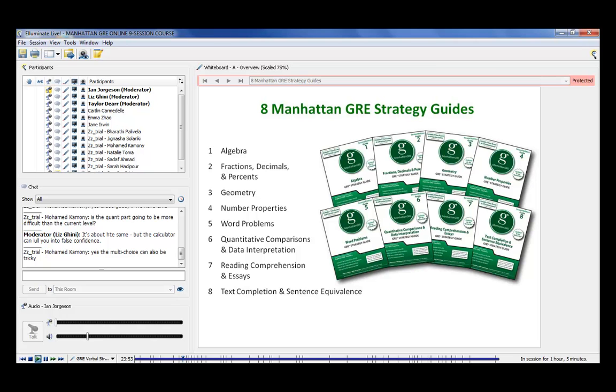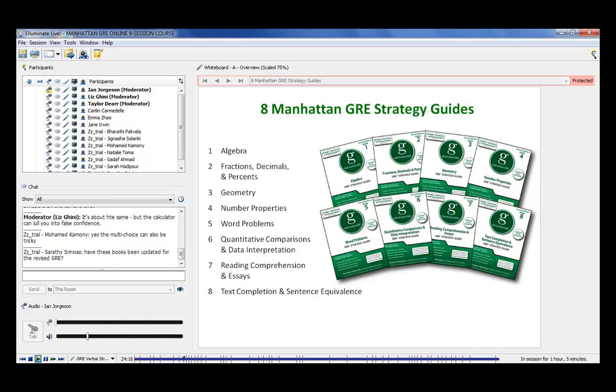In terms of our books, yes, Sarathi, absolutely. The books are all updated for the revised GRE. Liz and I just got our hands on our copies a couple of days ago. They have just come off the presses. They've just been updated for the new version of the test.